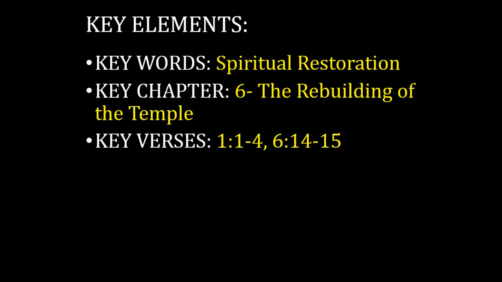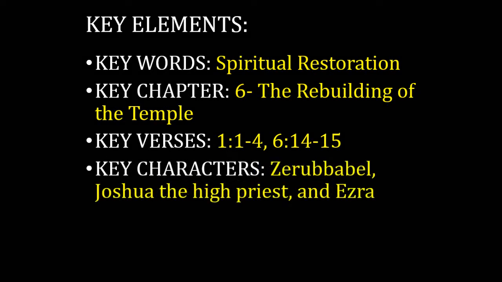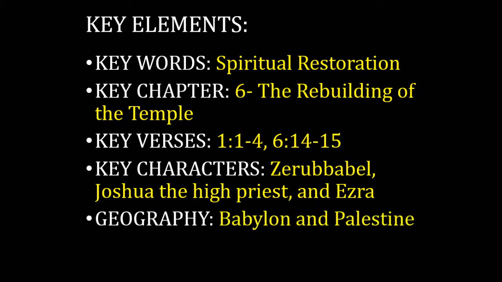The key verses, chapter 1, verses 1 through 4, and chapter 6, verses 14 through 15. And then the key characters, Zerubbabel, Joshua the high priest, and Ezra. And then the geography is Babylon and Palestine. So essentially the first part of the book is divided up as Zerubbabel's return, and then the second part of the book is Ezra's return.